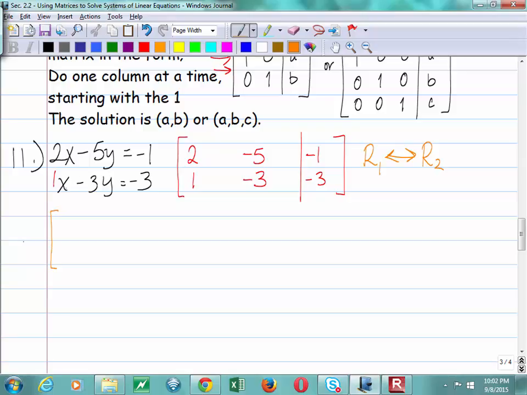So now my first column is going to be 1, 2. My second column is going to be -3, -5. And my last column is going to be -3, -1.